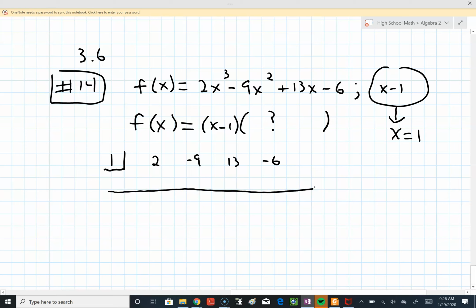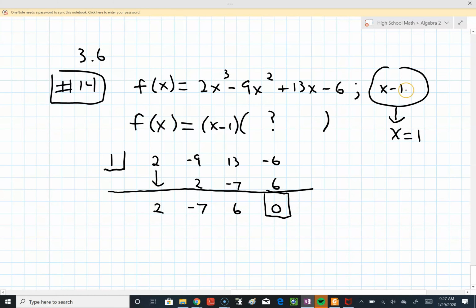All right. Now we will simply drop down this first number, and we will do this looping process. This number times this one goes here. 1 times 2 is 2, and we add. -9 plus 2 is? Good. 1 times -7 is -7. Summing gives? Okay. 1 times 6 is 6. Summing here gives? Which is a good thing because this is the remainder.